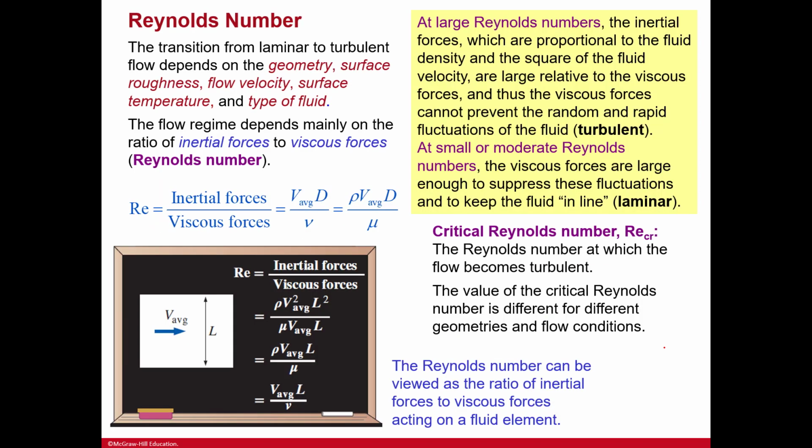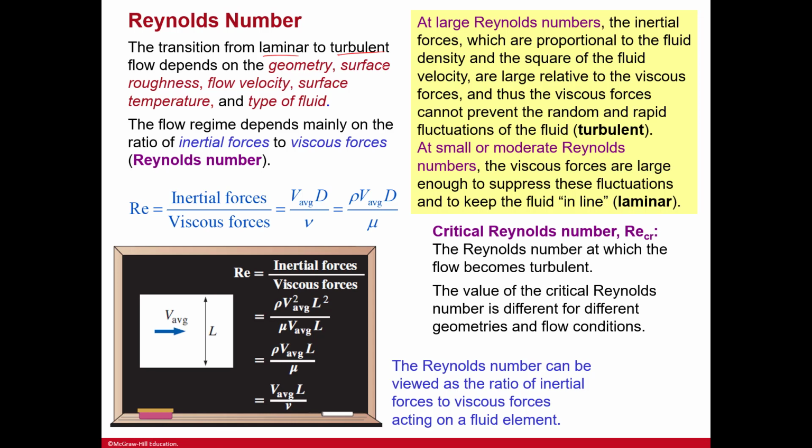So here's the Reynolds number. The transition from laminar to turbulent flow depends on the geometry, surface roughness, flow velocity, surface temperature, and type of fluid. So it depends on a lot of things, right? The transition point from laminar to turbulent is going to depend on the parameters at which it's set and the environment in which it is operating in.